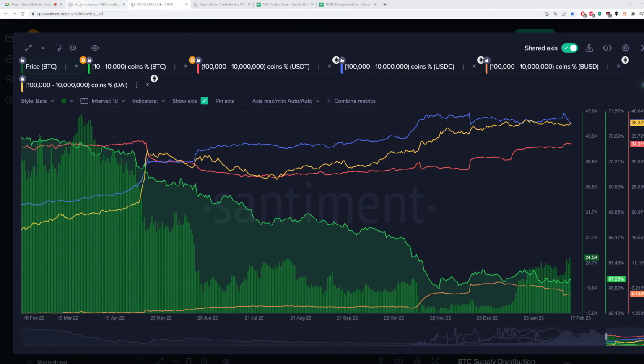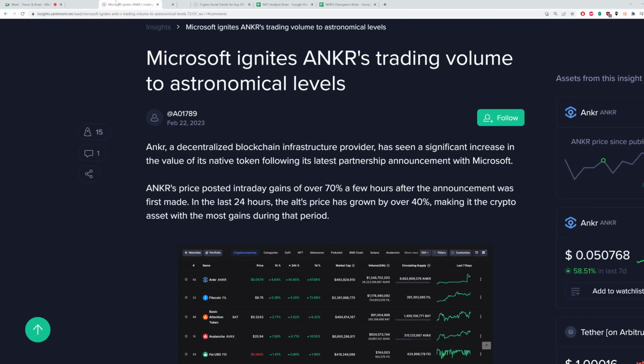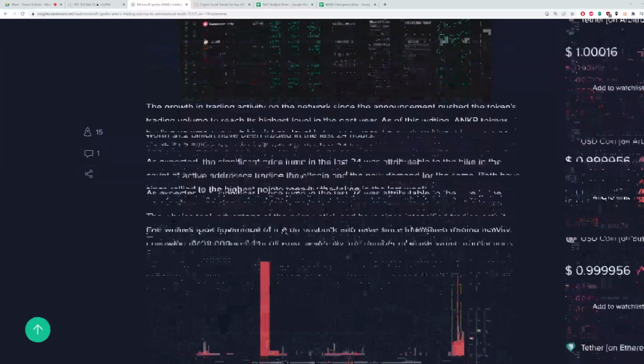Now, another big story is the fact that Anchor partnered with Microsoft, and immediately we started to see a mini breakout from them. It's still kind of going up as we speak. This was posted yesterday by one of our community members. Intraday gains of over 70% a few hours after the announcement was made. And in the last 24 hours, the alt's price has grown by over 40%. So yeah, clearly it's been on quite a run.